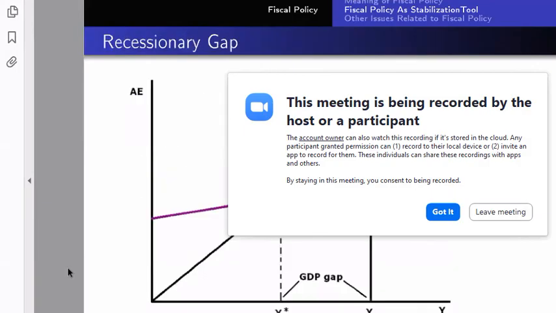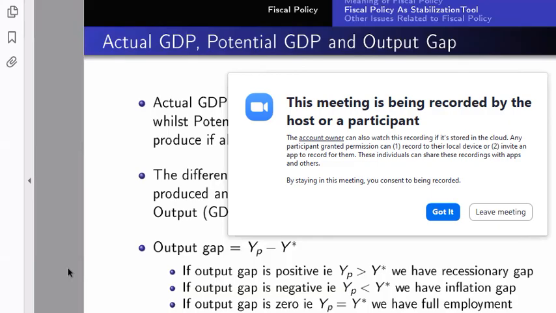Now let's move on a little bit. Let's come to this thing about output gap. We said that if the potential is greater than the actual, then there's a recessionary gap. But when the potential is less than the actual, then there's what? An inflationary gap. Yes, Princess, ask your question.